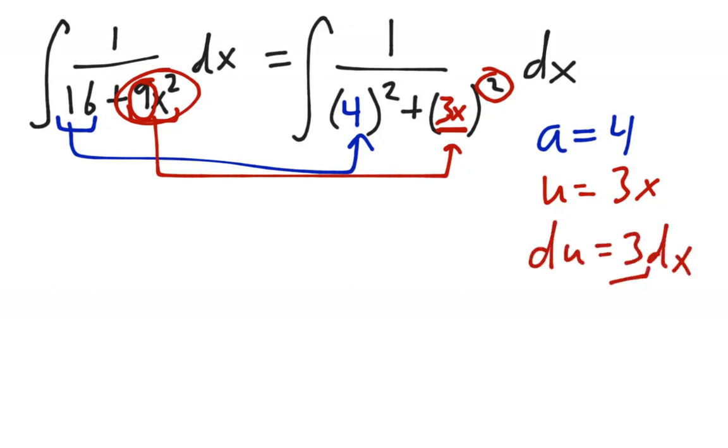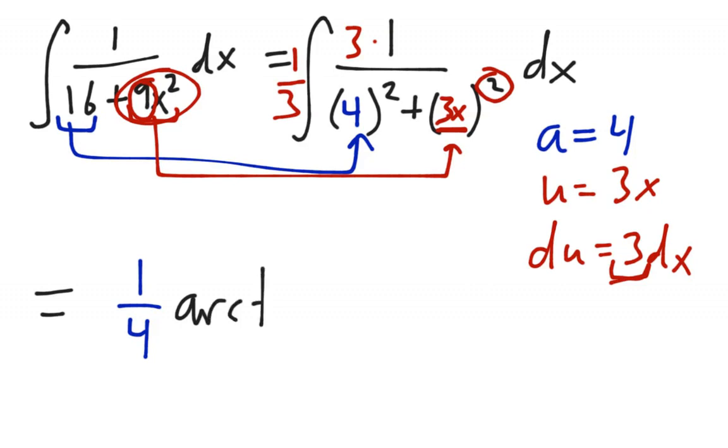Oh, I need to do a little doctoring and counterbalancing, just like with a regular u sub. So I'm going to doctor with a 3 on the inside and counterbalance with a 1/3 on the outside. Now, this is going to match my arctan formula, so I'm going to do 1 over a. A is 4. I'm going to do my arctan of u, which is 3x, divided by a, which is 4.